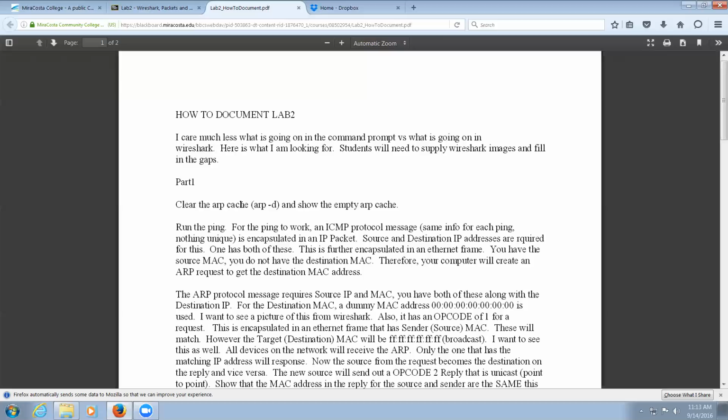When a reply comes back in, what's going to be the source? It's going to be the gateway, because that's the first thing I can see.